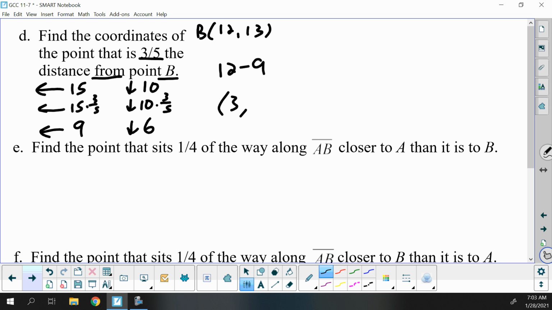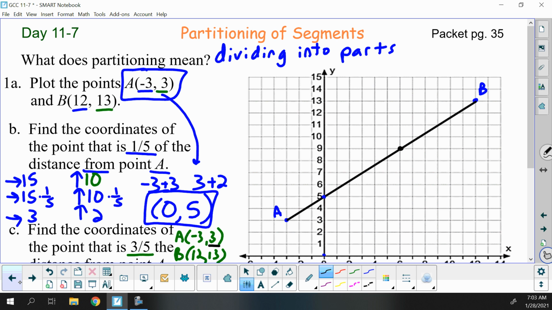Starting with B's y value of 13, we're going down 6. So down, we would want to subtract. So 13 minus 6 will give us 7. And then let's check and make sure that that seems reasonable. Here's 3, 7. So that's on the line, so that does seem reasonable.